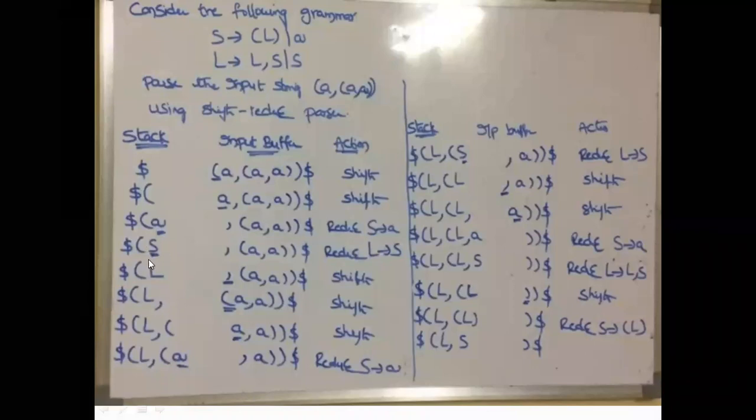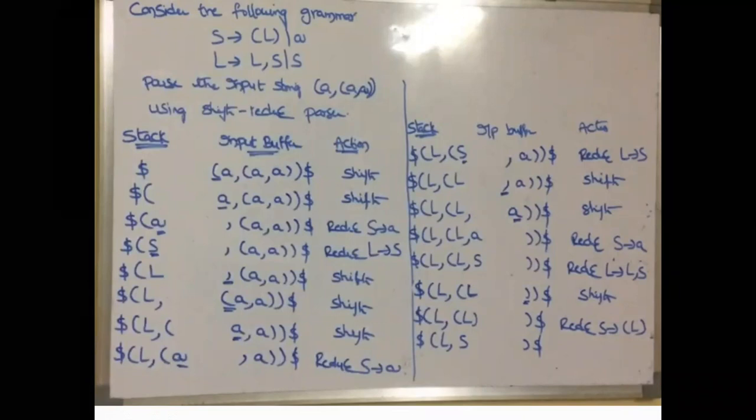Now is there any production in the right hand side of the given grammar with capital S? Yes, we have capital S in the right hand side. So that right hand side is replaced with the left side non-terminal. What is the left side non-terminal? For S it is capital L. So S is replaced with capital L. What action are we performing, shift or reduce? We are performing the reduce operation.